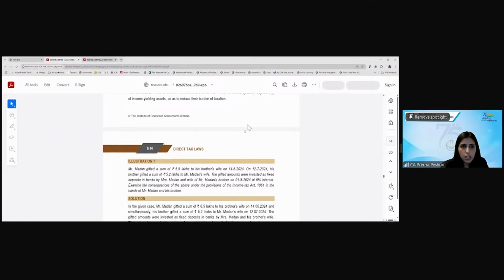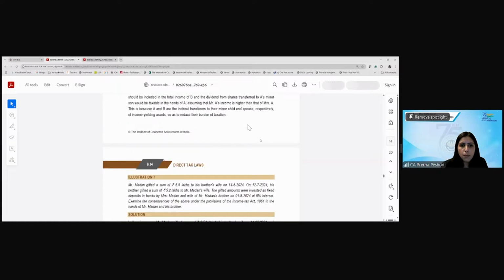Mr. Madan gifted a sum of 6.5 lakh to his brother's wife on 14 June 2024. On 12th July 2024, his brother gifted a sum of rupees 5.2 lakh to Mr. Madan's wife. The gifted amounts were invested as FDs in the bank by Mrs. Madan and the wife of Mr. Madan's brother on 1/8/2024 at 9% interest. Examine the consequences of the above in the hands of Mr. Madan and his brother.